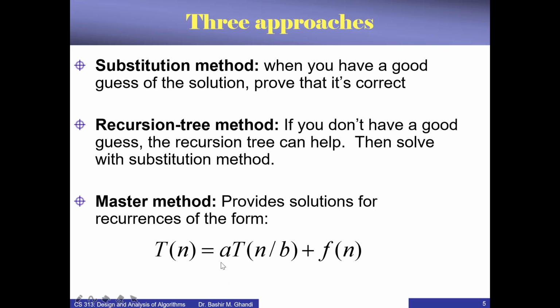It is applicable only to recurrences of this form, where on the right you have T(n/b) plus f(n). So as you can see, the D(n) has been removed. If you can combine the D(n), the cost of the division, and C(n), the cost of the combination, into a simple function of n, then you can apply the master theorem.